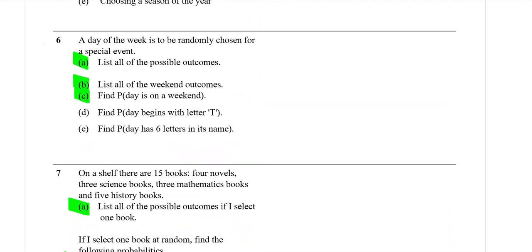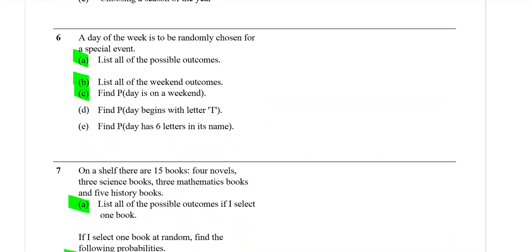Question 6. A day of the week is to be randomly chosen for a special event. List all of the possible outcomes. So that's a sample space. And now the possible days of the week start from Sunday, and we go through each day: Monday, Tuesday, Wednesday, Thursday, Friday, Saturday.